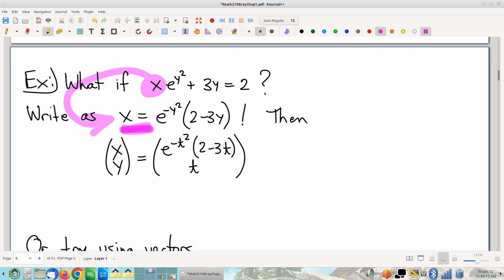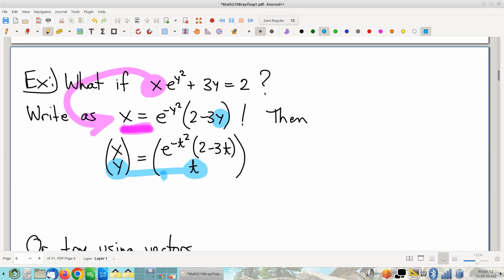Nothing magic about y. You solve for either in terms of the other. It's totally fine. Here I'm going to solve for x because it's easy. I then let t be my input variable. My input variable is y, so let t be that input variable.